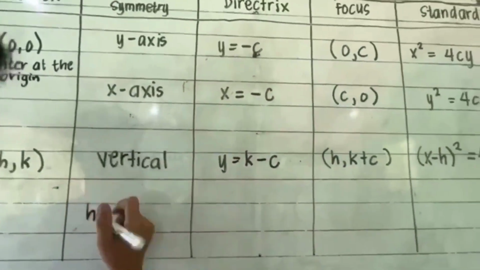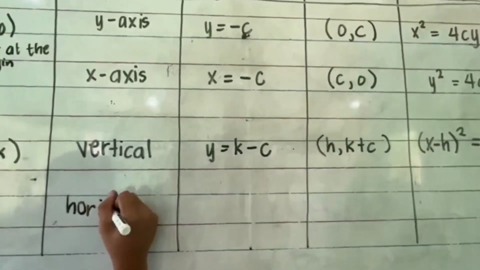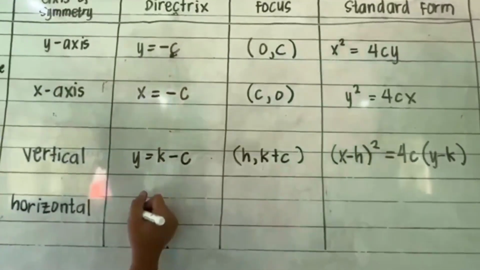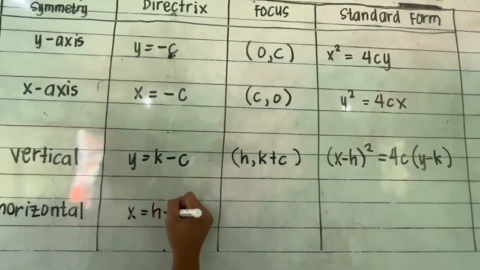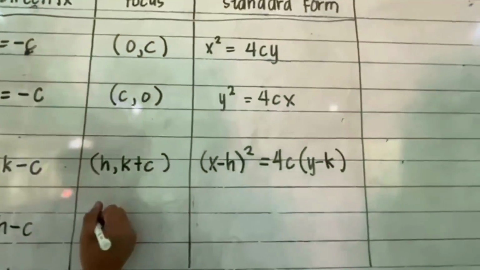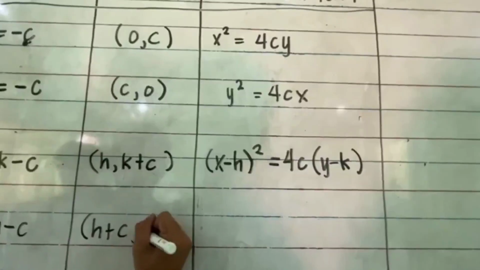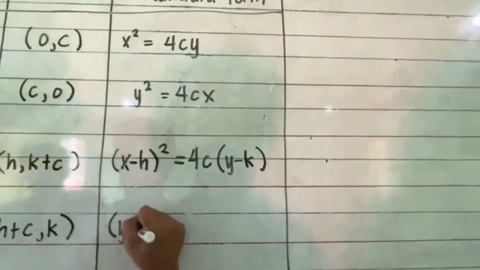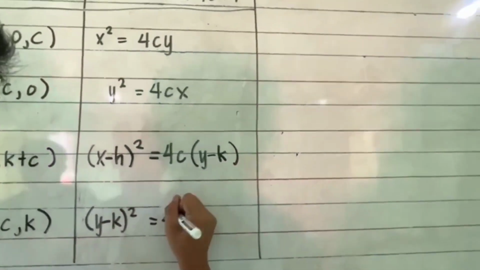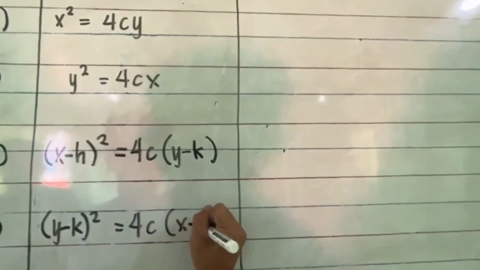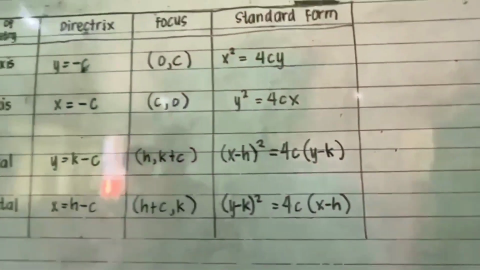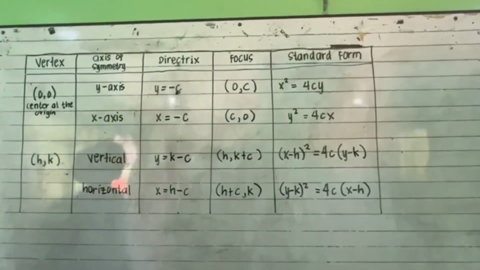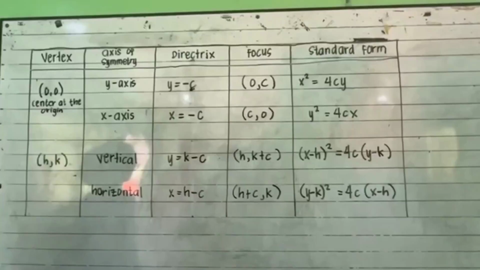Now let's go on to the horizontal, with its directrix x equals h minus c, and its focus (h plus c, k), and its standard form (y minus k) squared equals 4c times (x minus h). Now, these are the formulas that we're going to use in finding the parabola. It's either center at the origin or (h, k).